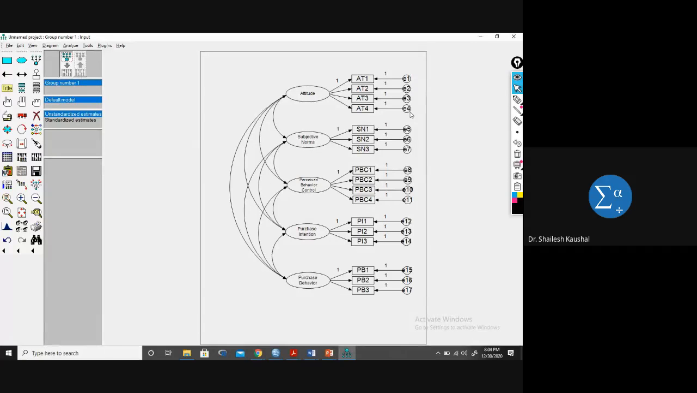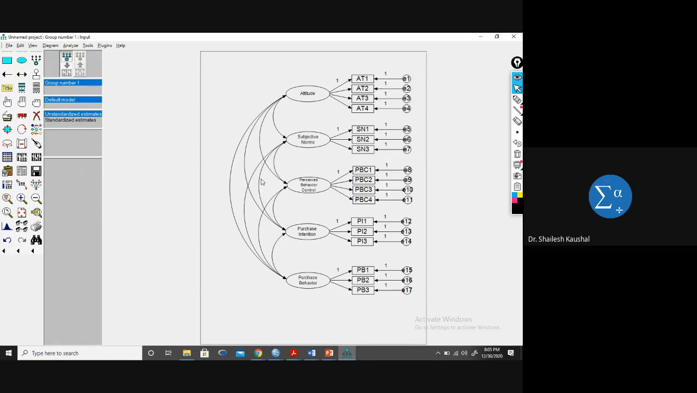E1, E2, E3, E4, E5, E6. These are the unobserved variables. How many observed variables are here? Observed variable means measured variable. How many questions? Only 17: 4 plus 3 is 7, plus 4 is 11, plus 3 is 14, plus 3 is 17. And these are the unobserved latent variables: attitude, subjective norm and so on. These are unobserved, and E1 to E17 are also unobserved variables. Okay.